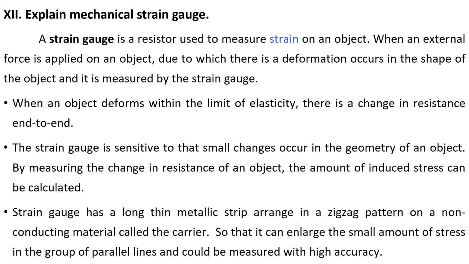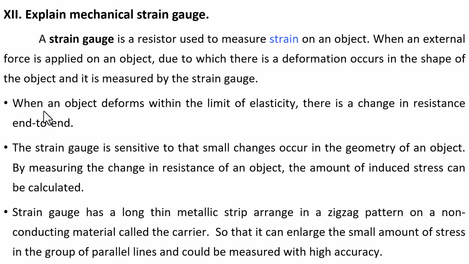Explain mechanical strain gauge. A strain gauge is a resistor used to measure strain on an object. The main purpose of a strain gauge is to measure strain. When an external force is applied on an object, a deformation occurs in the shape of the object, and it is measured by the strain gauge.